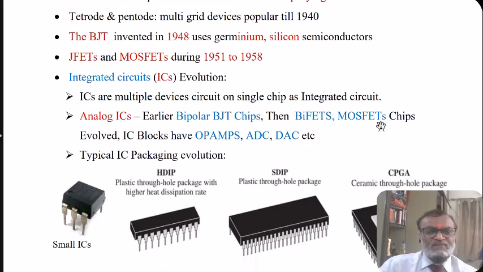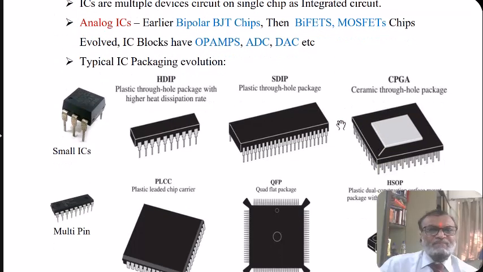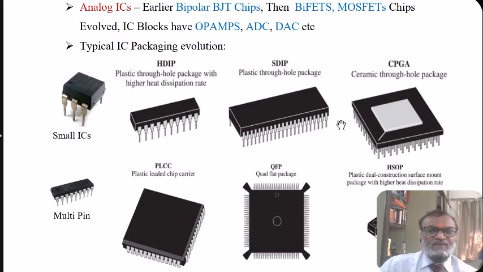Typical examples of integrated circuits that process analog signals are op amps, ADCs, and DACs. Op amp is an operational amplifier. ADC stands for analog to digital converter, and DAC stands for digital to analog converter, and so on. Typical IC packages are shown in the figure.